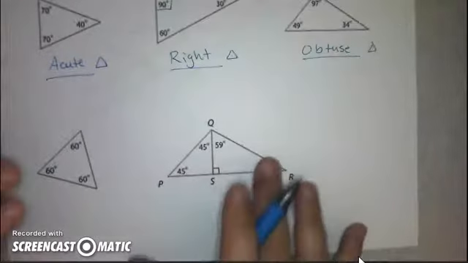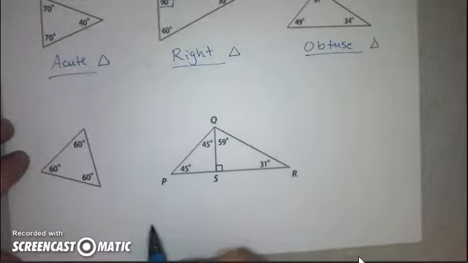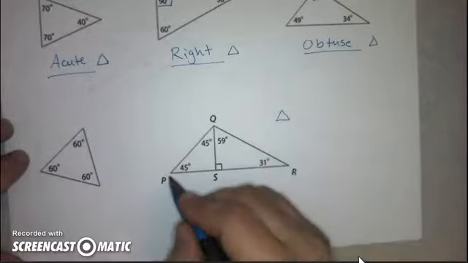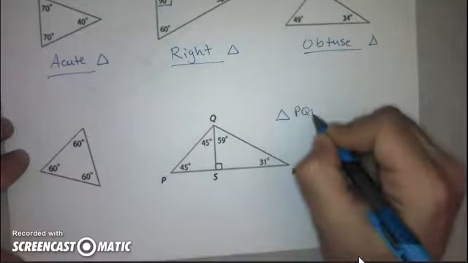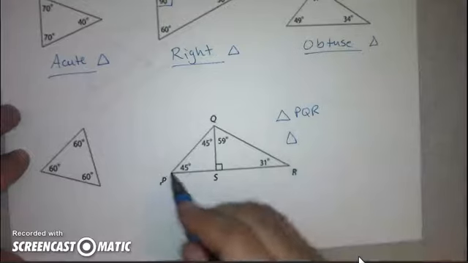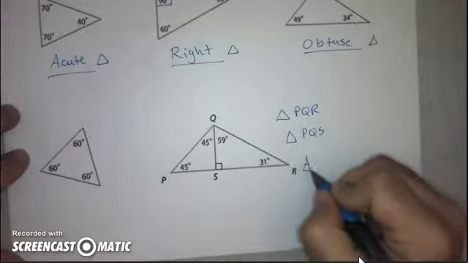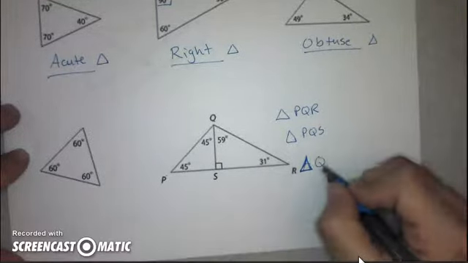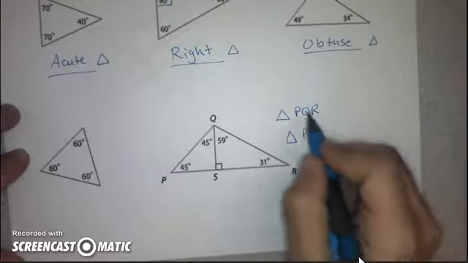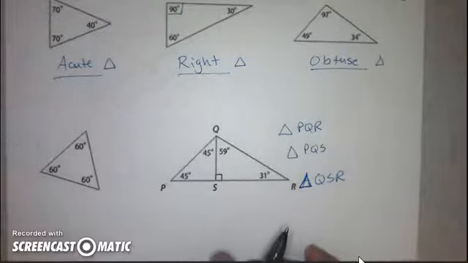All right. Why don't you try and classify these? Now, pay attention. Here we actually have three distinct triangles. We can talk about triangle PQR, which is the bigger triangle, triangle PQS, and triangle QSR. I want you to classify all three of those from that one diagram. Pause the video if you need some more time. Otherwise, these are the answers you should get.